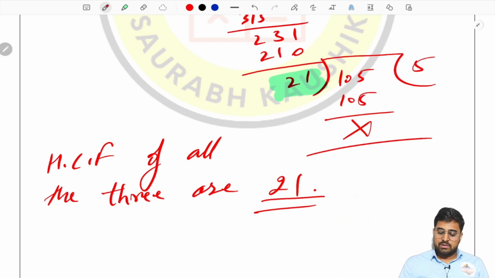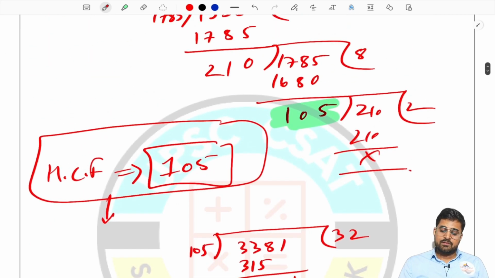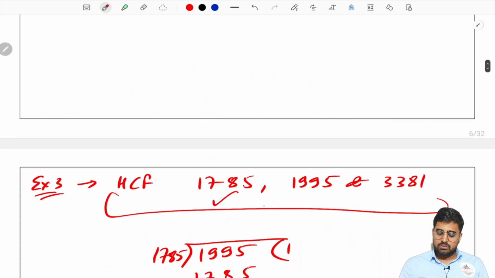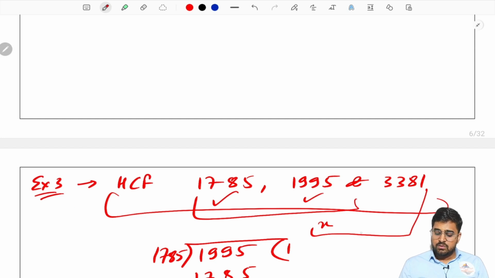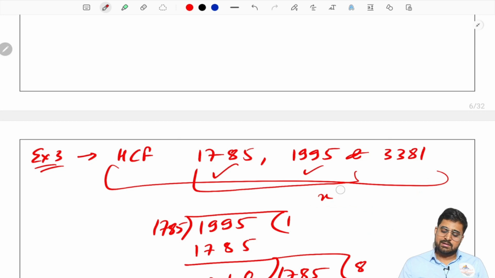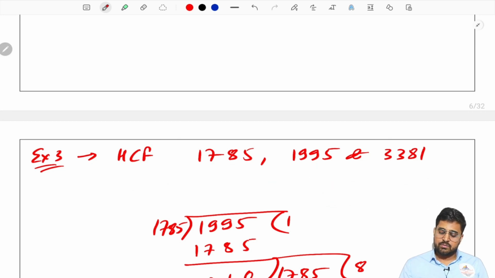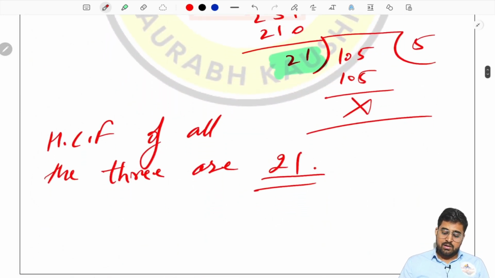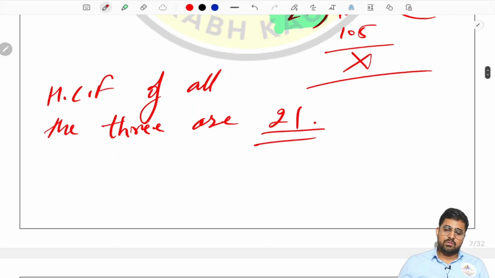Please try to understand the concept. First solve these two, then whatever the HCF you get, for example x, then take x and the third number, and whatever value you get, that becomes the highest common factor. I hope you guys understand. Let's move to the next one.